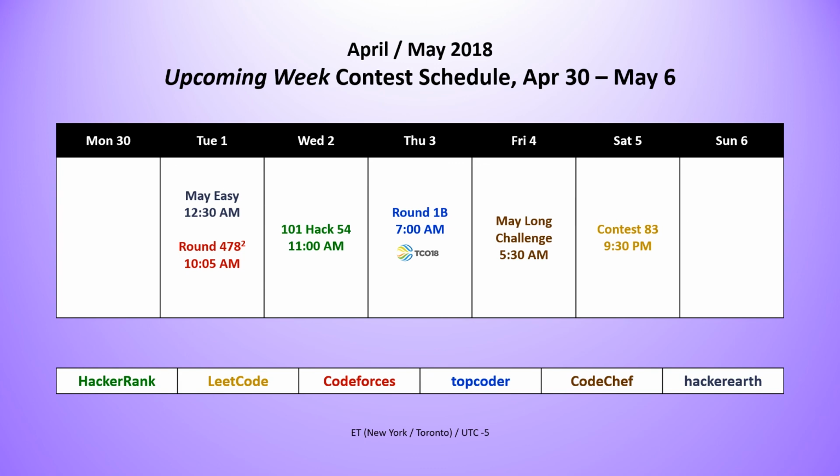Taking a look at the contests happening next week, we have a very busy week with 6 contests, starting in the early hours of the morning at 12:30 a.m. on Tuesday from HackerEarth, the May Easy contest, and then later on in the morning from Codeforces, we have round 478. On Wednesday from HackerRank, we have the 101 Hack 54 contest. On Thursday, we have the second online qualifier for the TopCoder Open tournament. On Friday, we have the start of the CodeChef May Long Challenge. And on Saturday, we, of course, have the weekly LeetCode Contest 83.